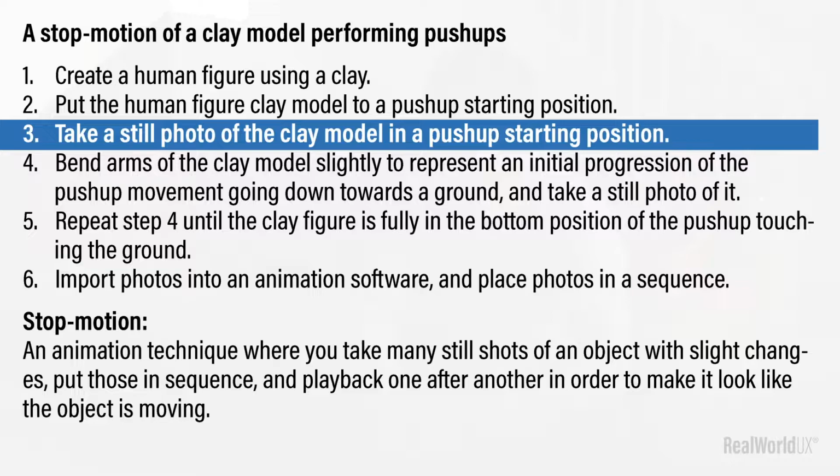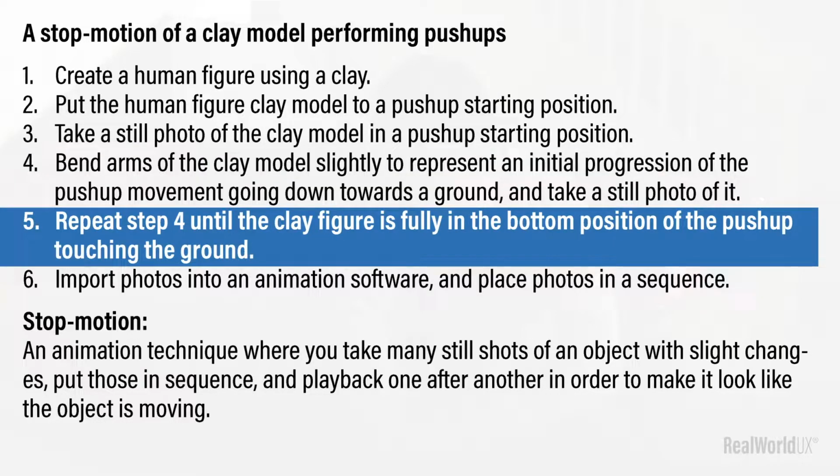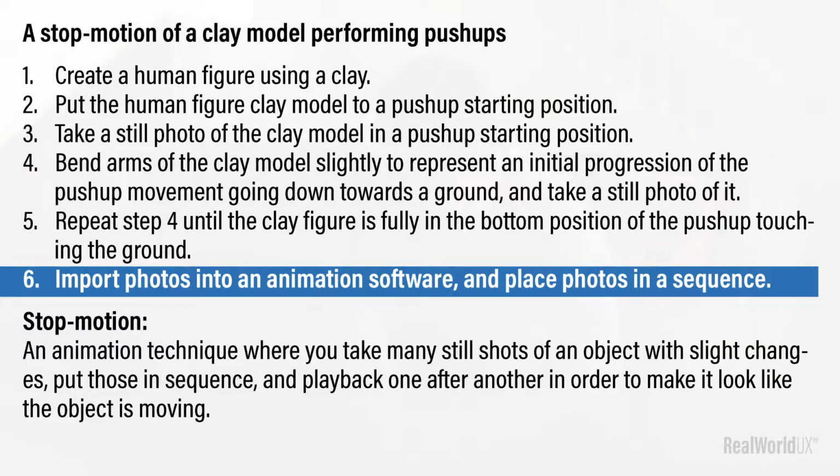Third, take the photo of the clay model in a push-up starting position. Number 4, bend arms of the clay model slightly to represent an initial progression of the push-up movement going down towards the ground, and take a still photo of it. Number 5, repeat step 4 until the clay figure is fully in the bottom position of the push-up touching the ground. Number 6, import all the photos into an animation software and place photos in a sequence.